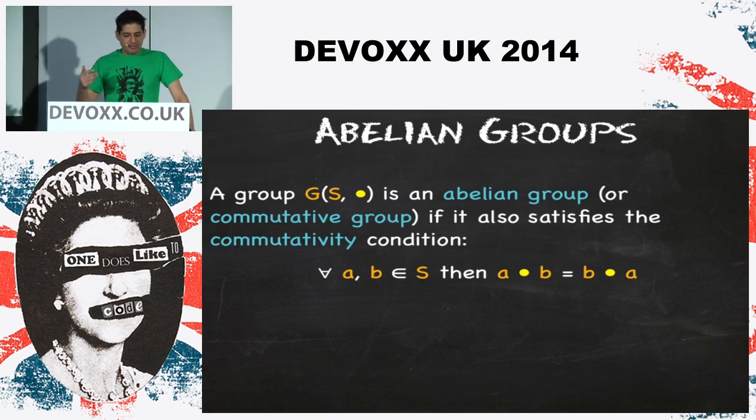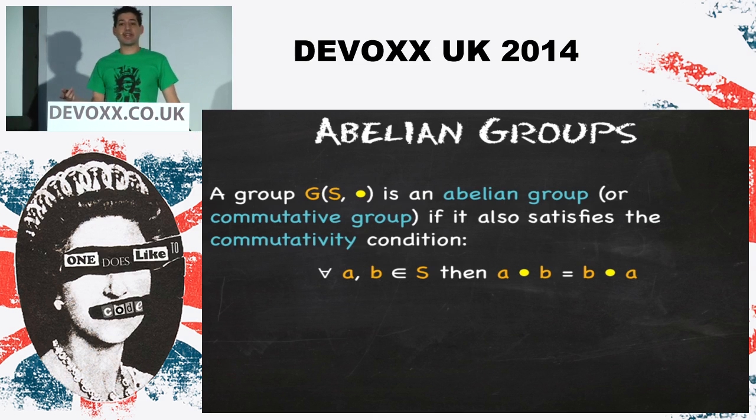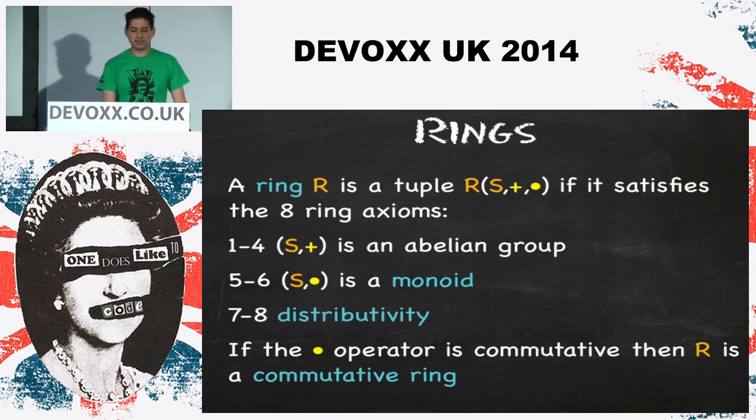Abelian groups build on the last one simply by saying that we've got this extra property, which is that it doesn't matter if you do A times B or B times A. If these are numbers, that's great. If it's matrices, vectors, things like that, then order does start to come into play.